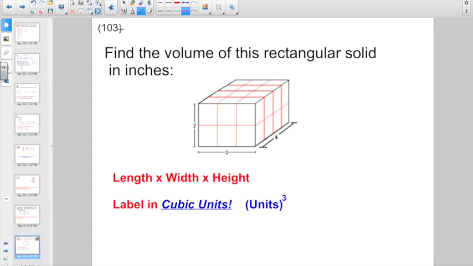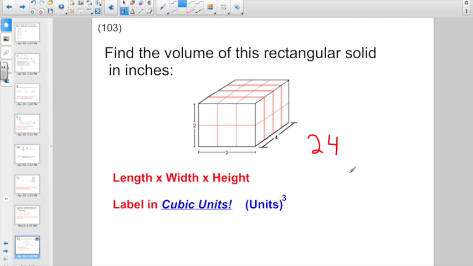Check out this one coming at us from lesson 103. Find the volume of this rectangular solid in inches. Remember, we want to go length times width times height. Well, looks to me like the length is 3, the width is 4. 4 times 3 is 12, plus 2 more for the height. That's going to give us a grand total of 24.